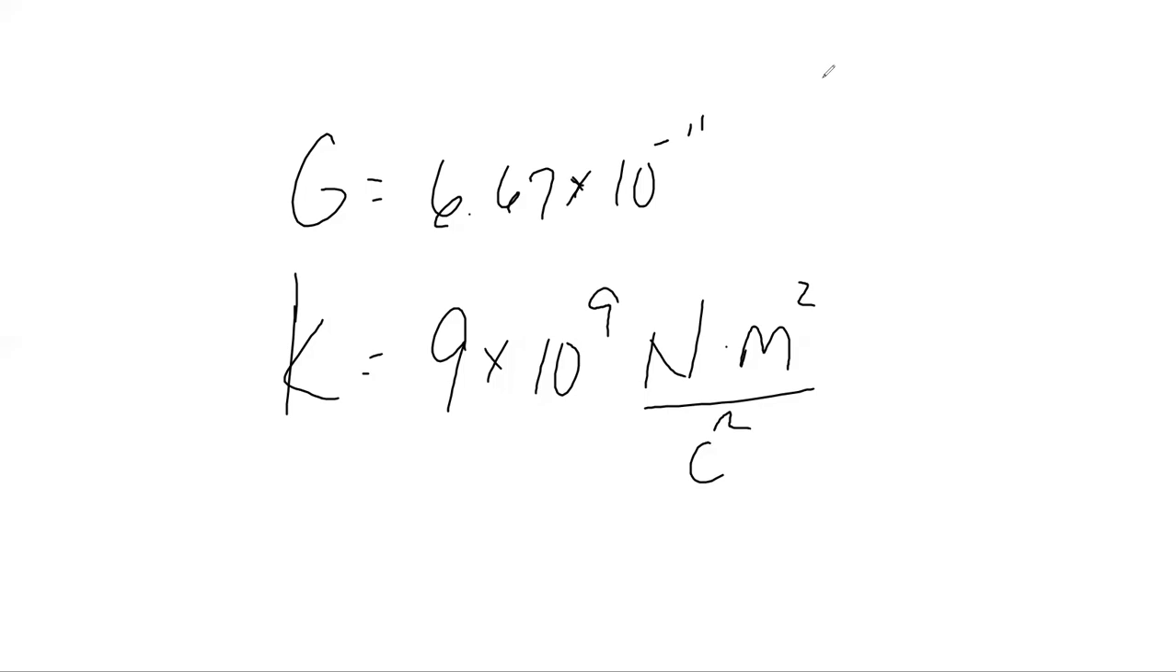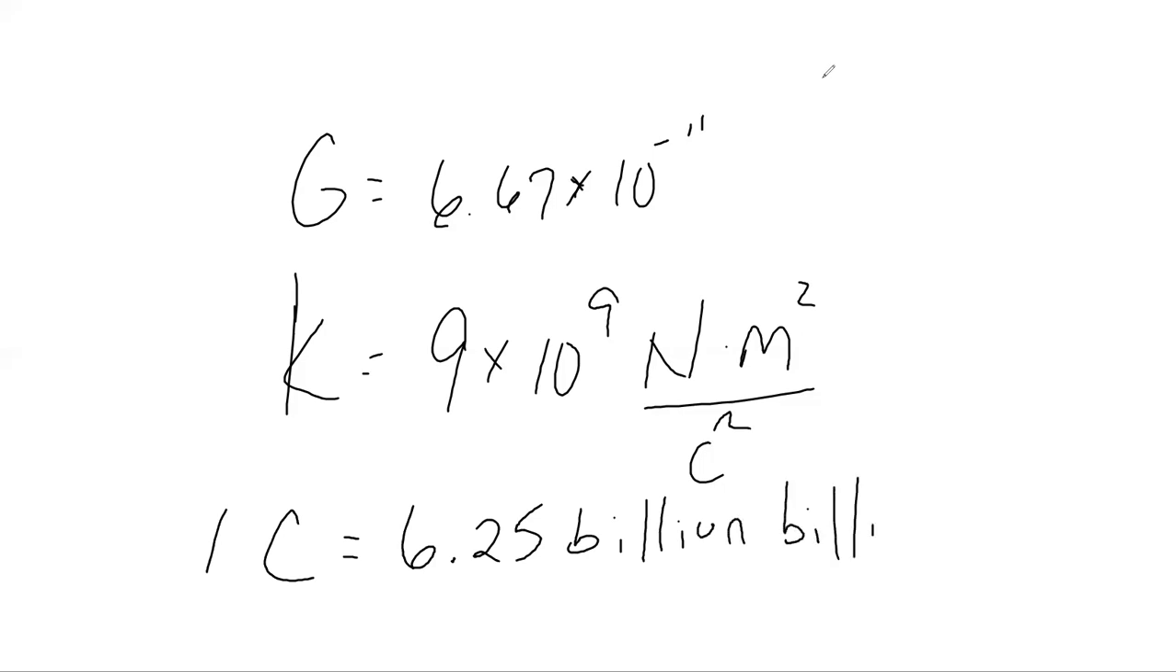Now, it turns out that 1 coulomb is equal to about 6.25 billion billion electrons. That's a lot. Okay, so 1 coulomb is 6.25 billion billion electrons.